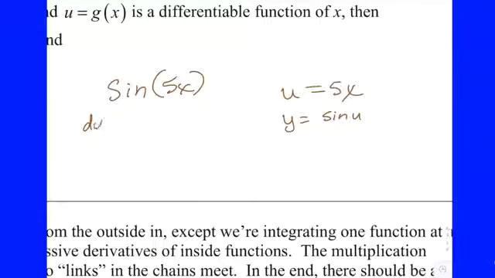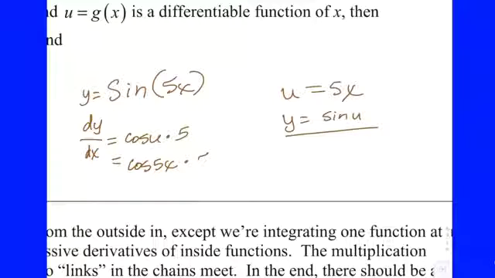If I want the derivative of y, let's say this is y. I want the derivative of y with respect to x. It's the derivative of y with respect to u. That would be what? Cosine of u times the derivative of u with respect to x, which would be 5. And now all I have to do is substitute back in what was u. u was 5x. And so I get cosine of 5x times 5. So that's what it looks like in Leibniz form.